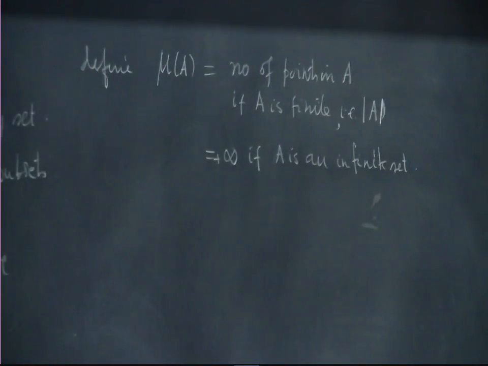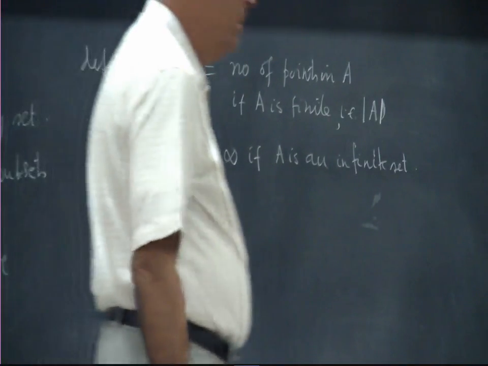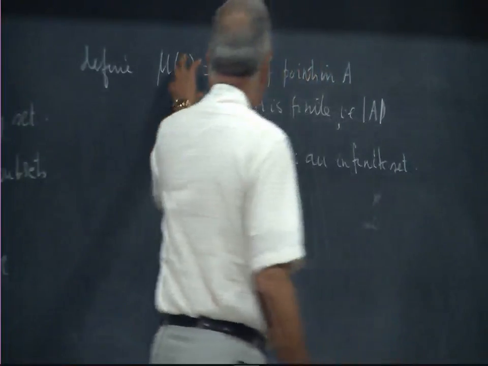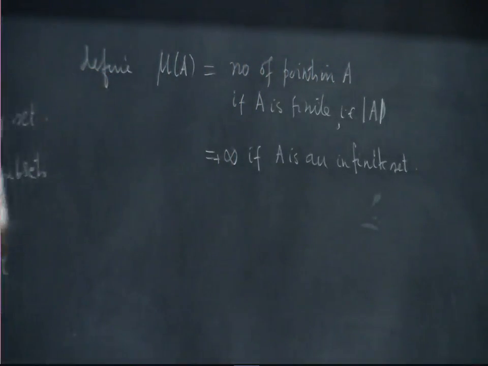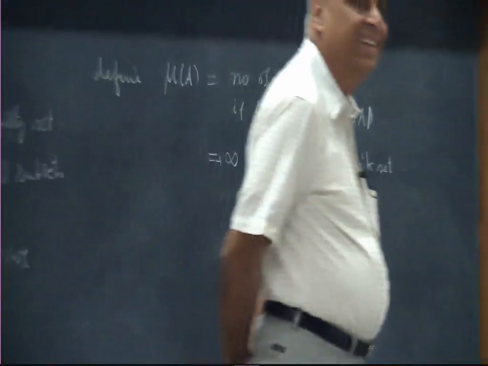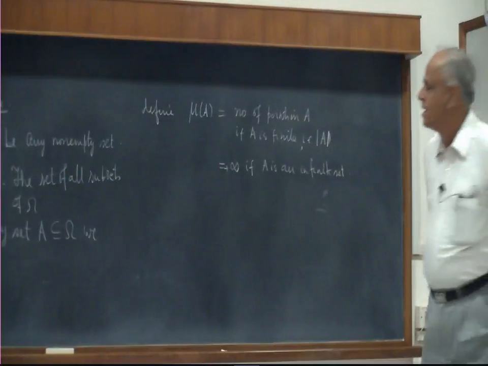Assume there are an infinite number of fellows in this world, and everybody has 1 rupee in his pocket. If you take a collection of fellows, then the number of rupees they have is its measure. If it's infinite, it's infinite. If finite, it is the number of persons there. Each fellow is going to contribute 1 rupee. This is called the counting measure.